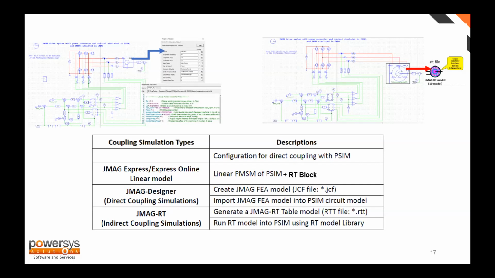So this is just the sum up of the different links. You can use the first way, which is a direct co-simulation with Gmag Designer. The second way is to use Gmag RT in order to extract the RTT file and load it into Psim. And the last way is to use Gmag Express and extract again an RTT file. These are the different links between Psim and Gmag.